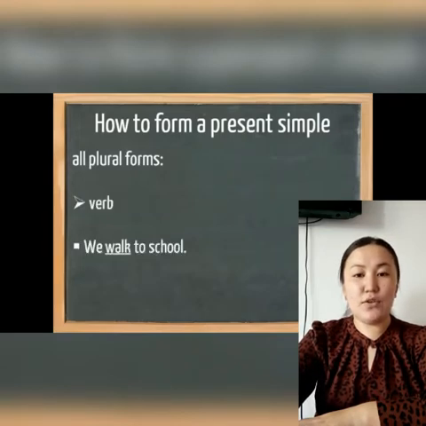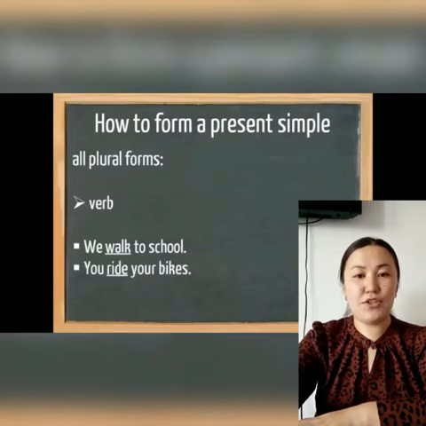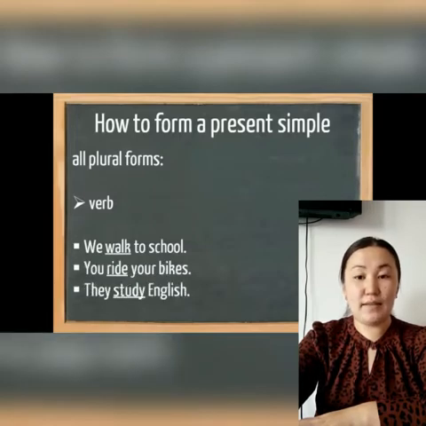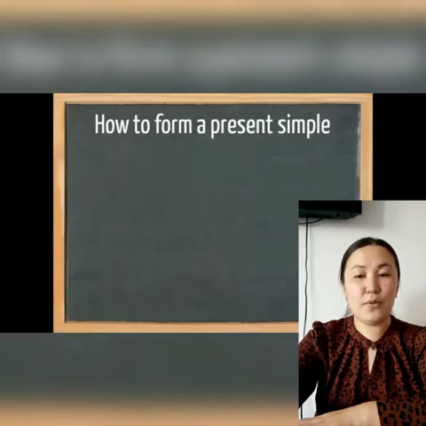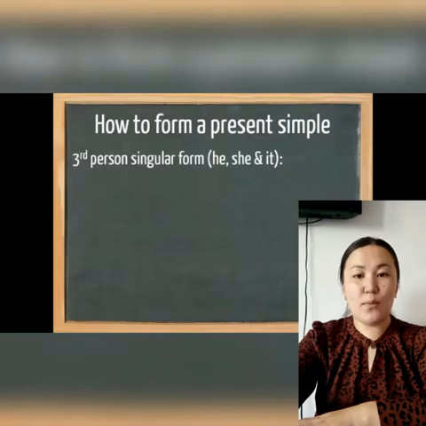For the third person singular form, he, she, and it, we do something else. We use the infinitive form of the verb, but we add s. For example, he walks home, she plays hockey, it rains on Sundays.